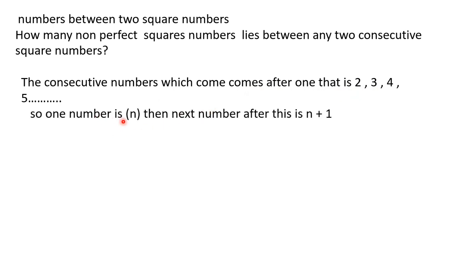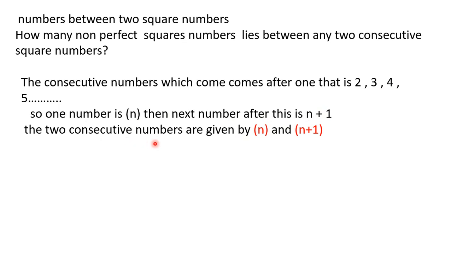So if the first number is n, then its next number we can write as n plus 1. For example, if the number is 3, then 3 plus 1 is equal to 4. So 3 is the first number and 4 is the next number. So we can say 3 and 4 are consecutive numbers. Similarly, in the general form, we can say n and n plus 1 are the consecutive numbers. So the two consecutive numbers are given by n and n plus 1.